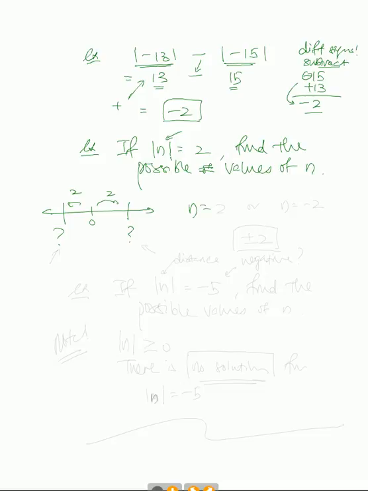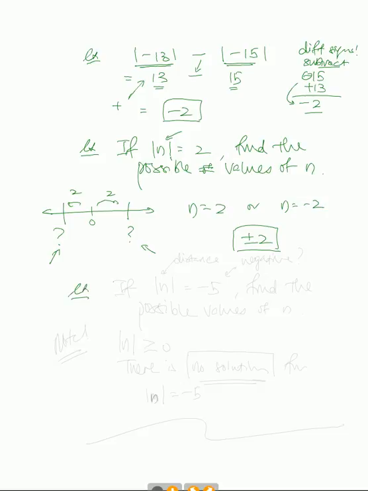So what do you think is the answer? Can you see there are two possibilities? One possibility is the number 2. Another possibility is the number negative 2. Sometimes we can write it as plus minus 2.